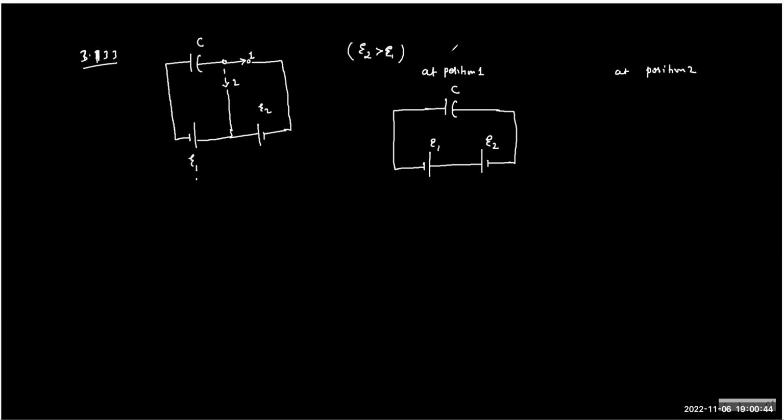So at position 1, this is E1, this is E2. Can you find the charge? Since I have taken E2 is more than E1, what is the net EMF of this combination? The net will be how much, guys? Tell me.